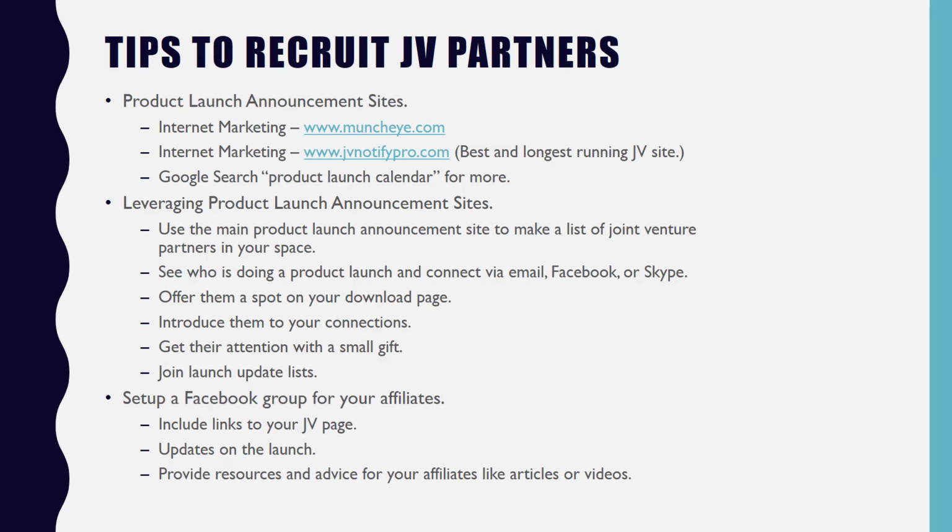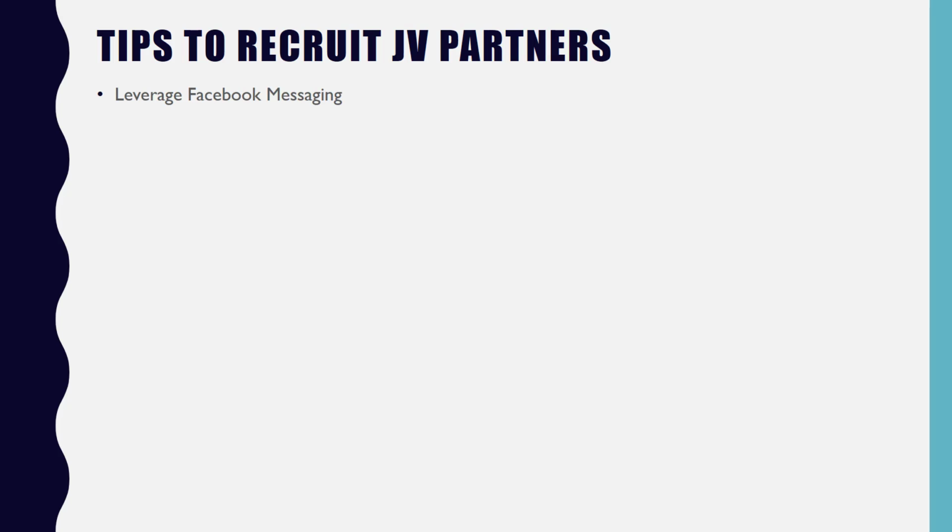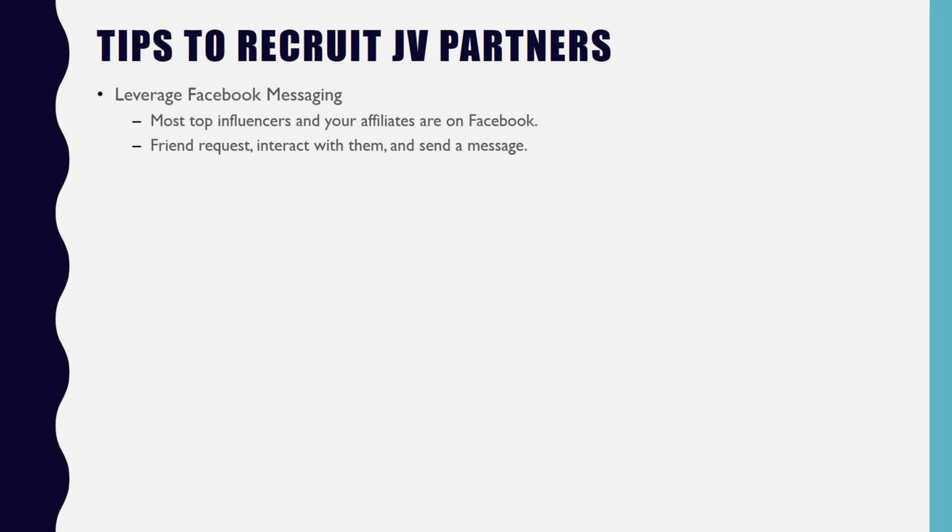So things like articles or videos do really well to help people become a better affiliate marketer. You could leverage Facebook messaging. I'm a big fan of Facebook messaging. As you find the affiliates that are showing up on the launch boards, those you want to connect with because they're showing up in the ClickBank marketplace, you can reach out to those. Most of the top influencers and affiliates in your niche markets, and especially in the one I'm in, are on Facebook. You can friend request them, interact with them, and send a message.